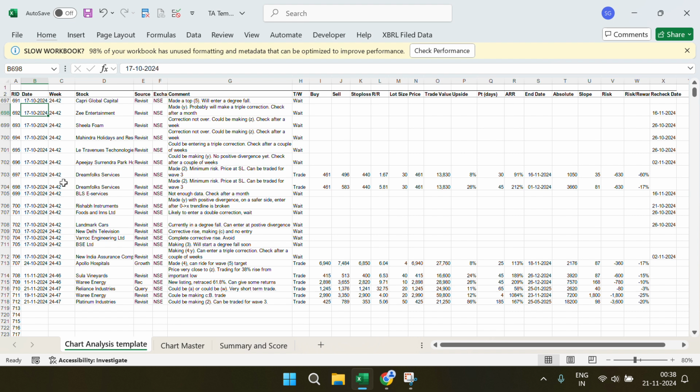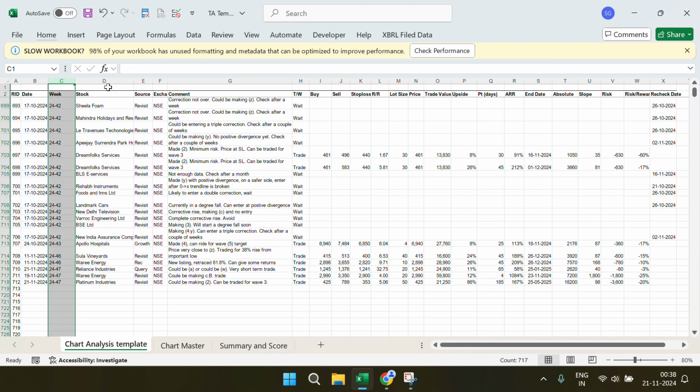In the next part, when I cover the journal, the trading P&L or the transactions that we do, there I have a reference of this RID, which makes it easier for me to track what the basic analysis was when I decided to enter into a trade like this. This is the date on which this is analyzed. This is the week, again simple. This is the name of the commodity, stock, whatever.